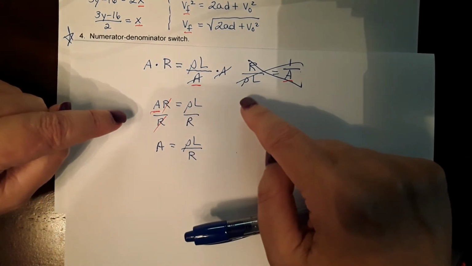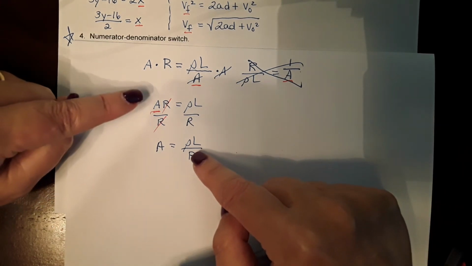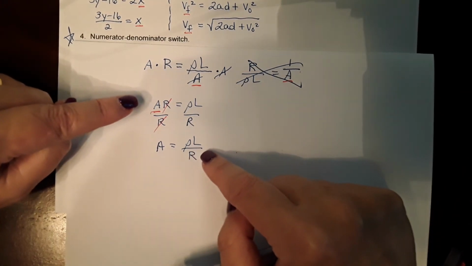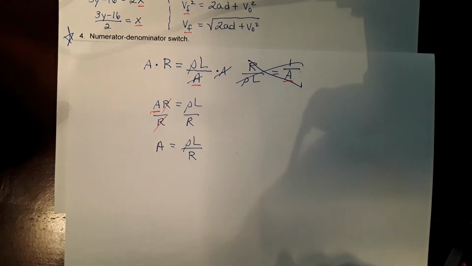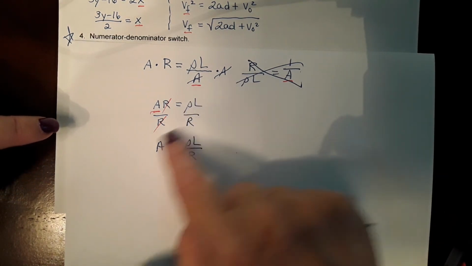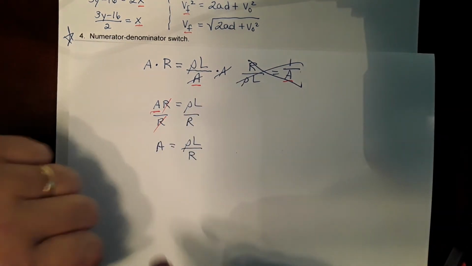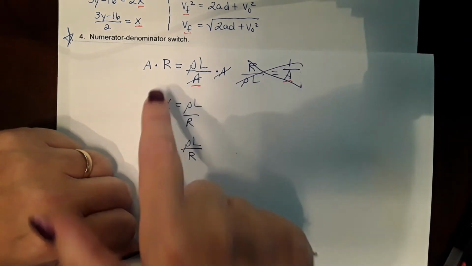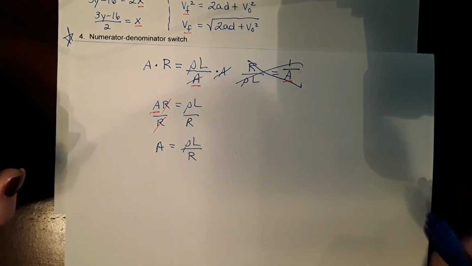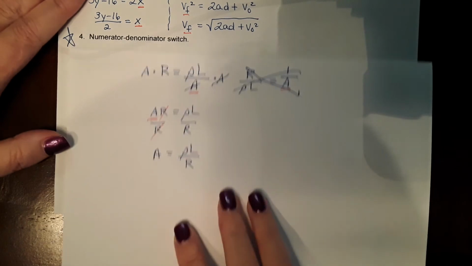Now, if this is the process you have to go through every time when your unknown is in the denominator, and the end result is always the same, why don't you just go ahead and do the end result? Why do all this multiplication and division? Why not just say, oh, switch them? It's a lot easier on everybody if you do that.